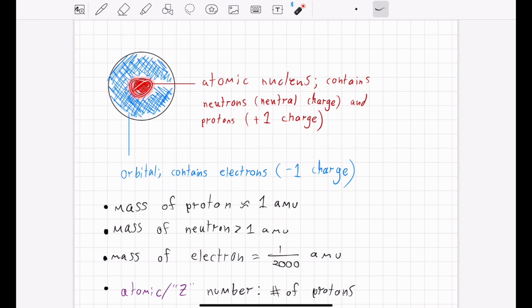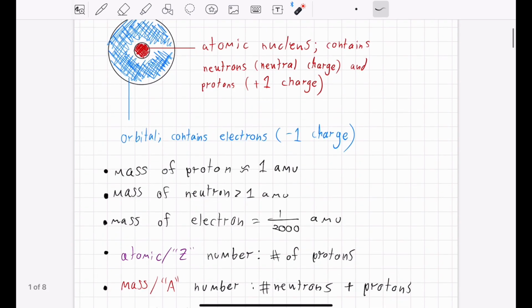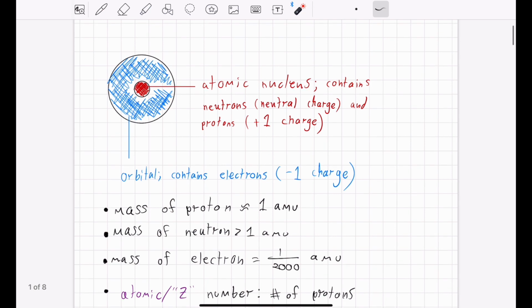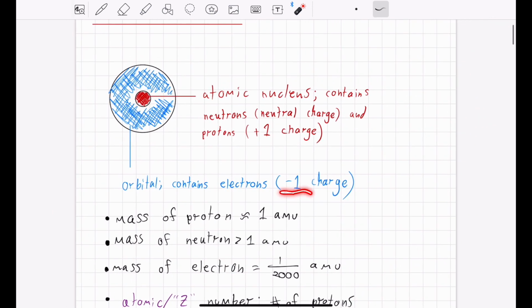We have the atomic nucleus, which contains neutrons, which have a zero charge, or neutral charge, and protons, which have a +1 charge. And then surrounding the nucleus, we have this electron orbital, or you could have multiple orbitals depending on the element. And these orbitals are regions where we can find negatively charged electrons, which have a 1- charge each.